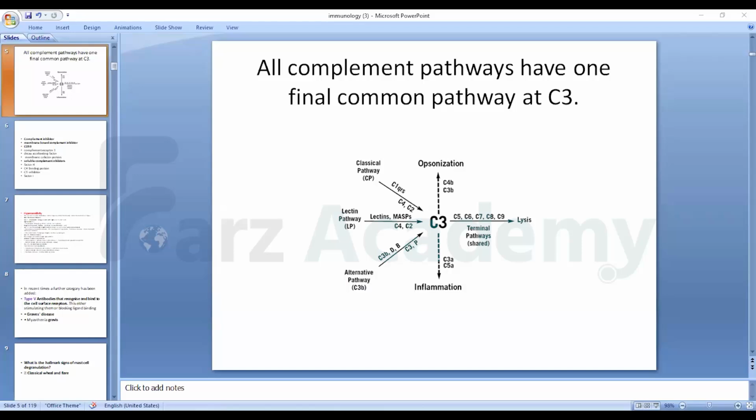All complement pathways have one final common pathway at C3. Whether it is the classical pathway, the lectin pathway, or the alternative pathway, they all have a final common pathway at C3, and C3 leads to opsonization, inflammation, or lysis. What are the complement inhibitors? Membrane bound complement inhibitors are CD59, complement receptor 1, decay accelerating factor, and membrane cofactor protein. What are the soluble complement inhibitors? Factor H, C4 binding protein, C1 inhibitor, and factor I.